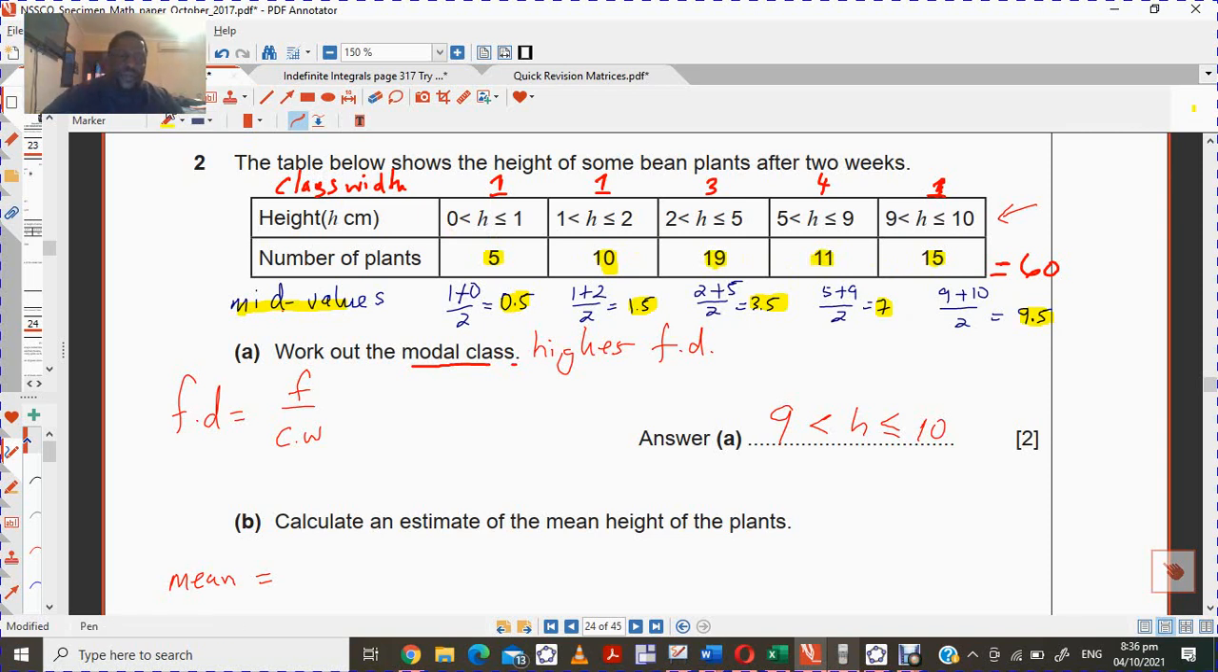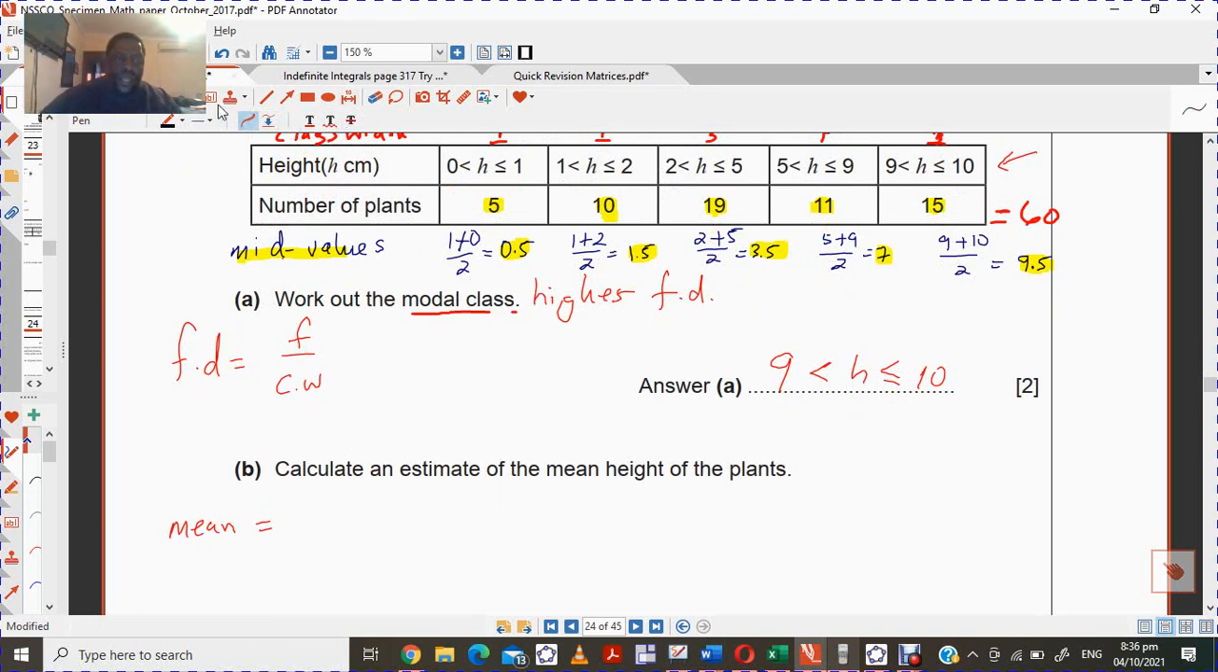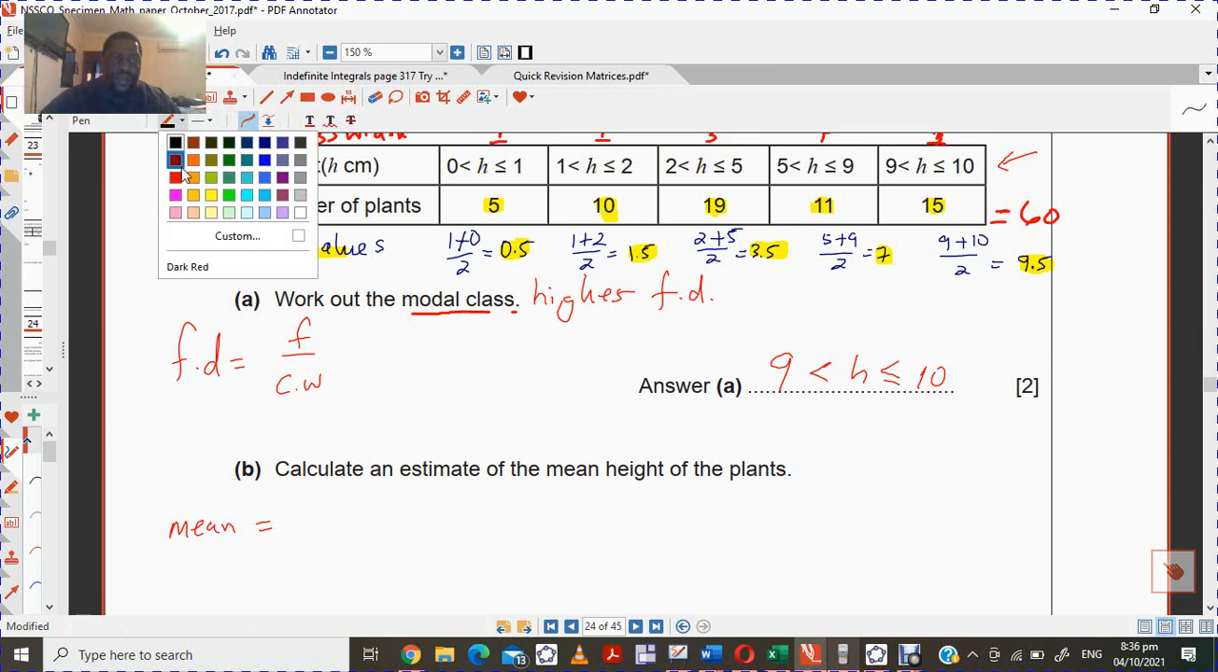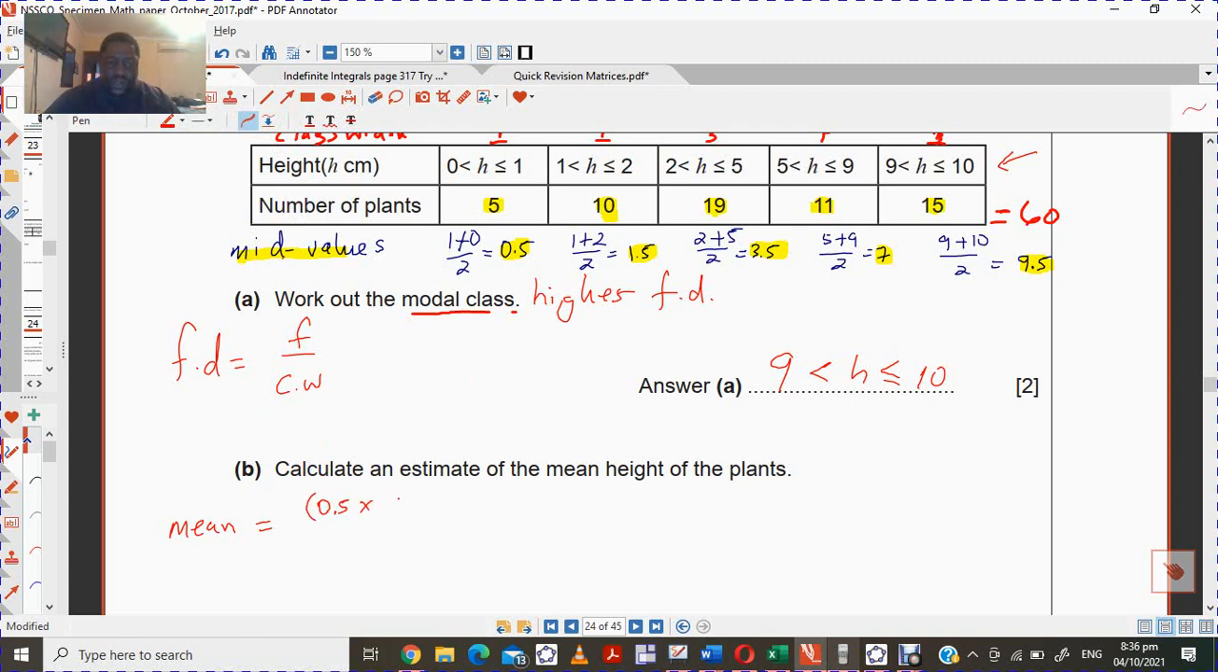All right, so it's kind of very tricky, but if you can do it, you can do it. So I'm going to just change so that the color can be the same. Okay, so I have got 0.5 times the frequency, which is 5, plus 1.5 times the frequency, which is 10, plus 3.5 times the frequency, which is 19, plus 7 times 11, plus 9.5 times 15. All right, so all of this I am going to then divide by 60.